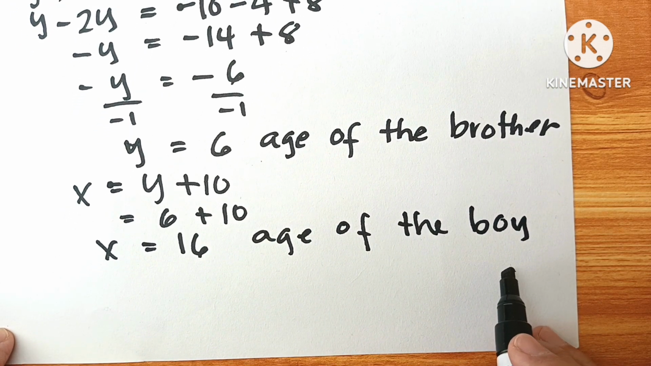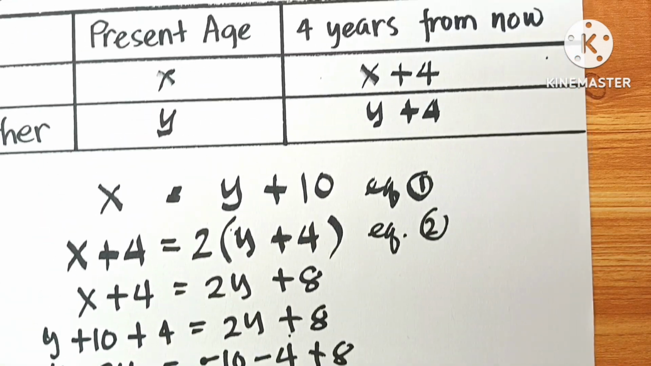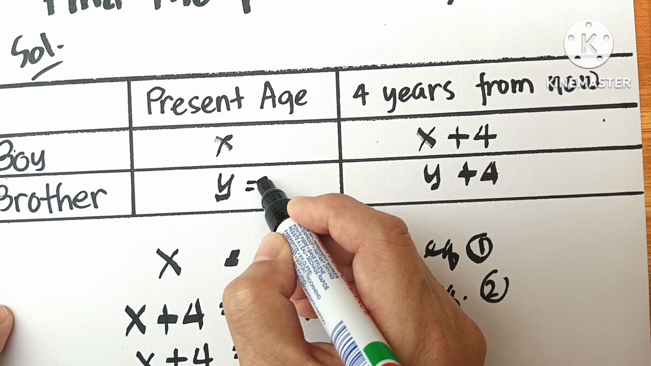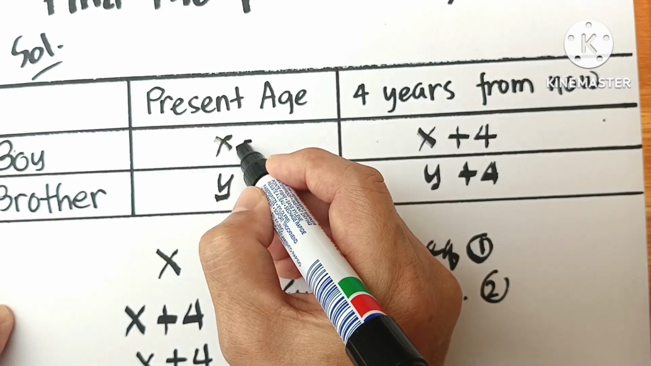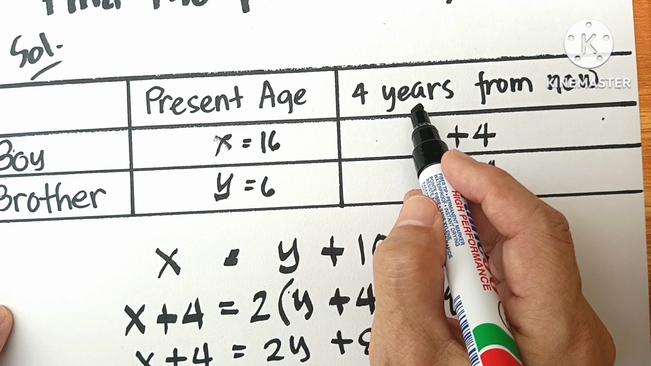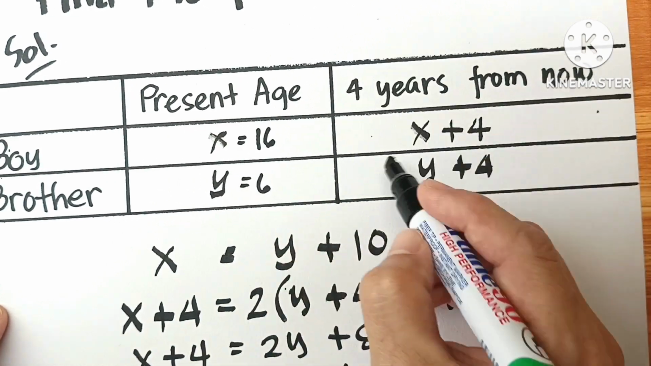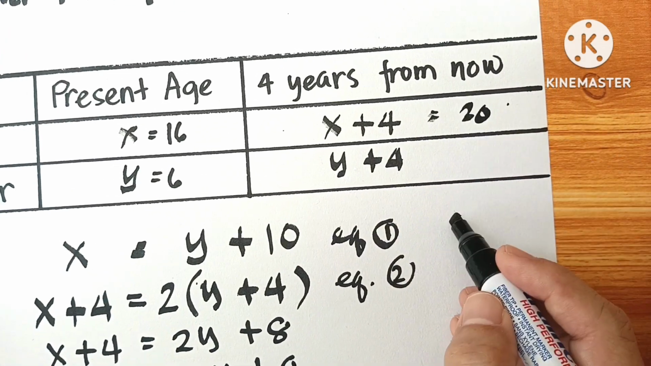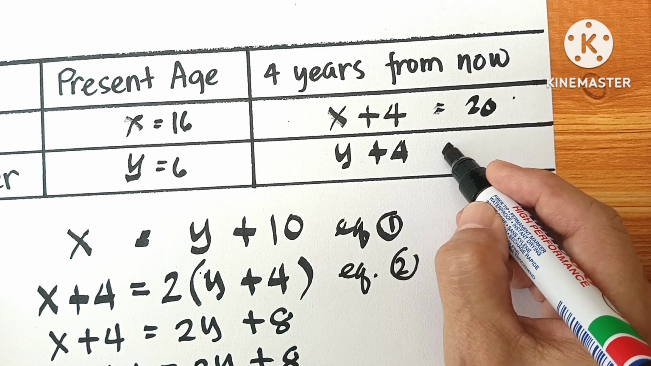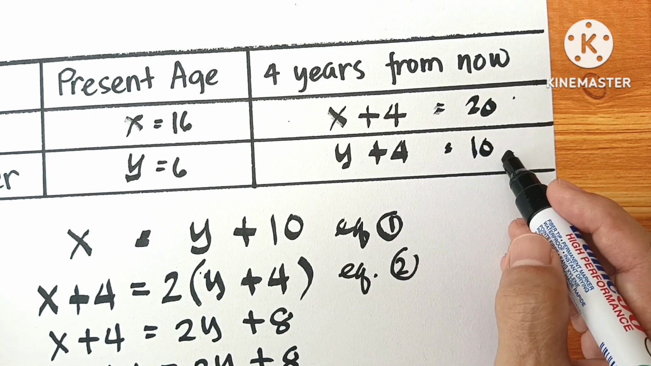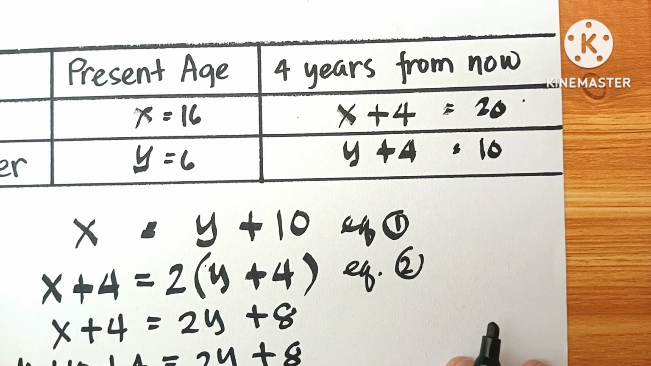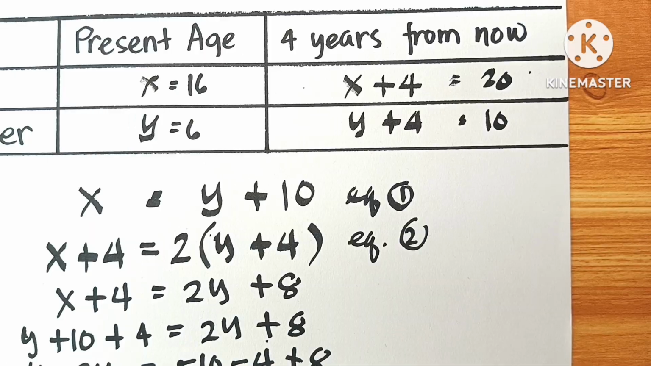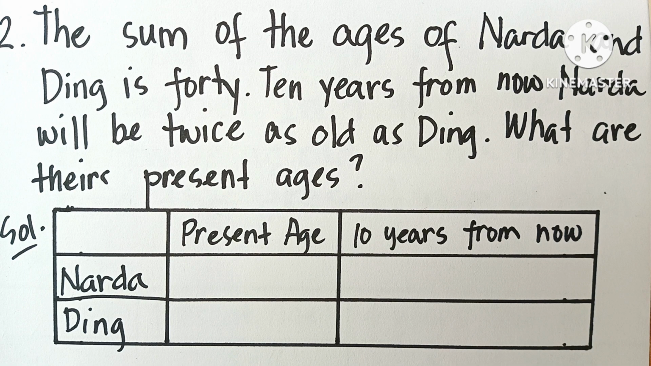Okay, now let us check our solution, no? Paano natin i-check kung tama itong ating solution? So, their present ages are, for the brother we have 6 and for the boy we have 16. Now, the age of the boy 4 years from now would be, diba, 16 plus 4 would be 20. And the age of the brother would be 6 plus 4 is equal to 10, which implies that our solution is correct. Kasi ang sabi sa problem, in 4 years, the boy will be twice as old as the brother. Okay? Okay, let's have the second problem.